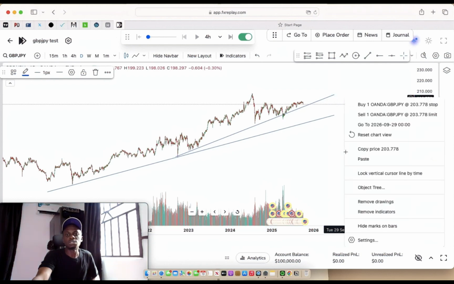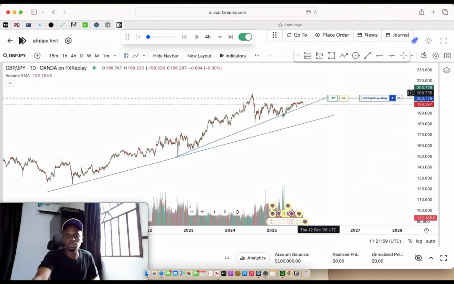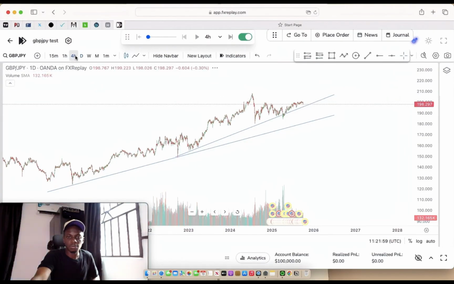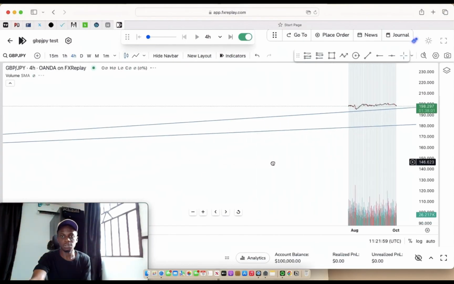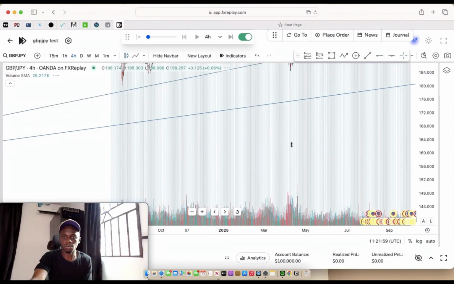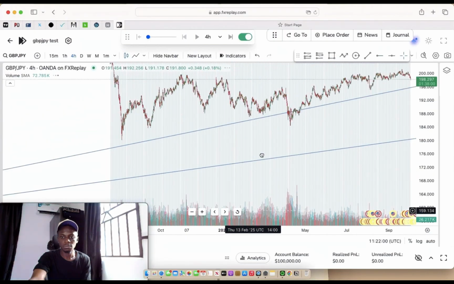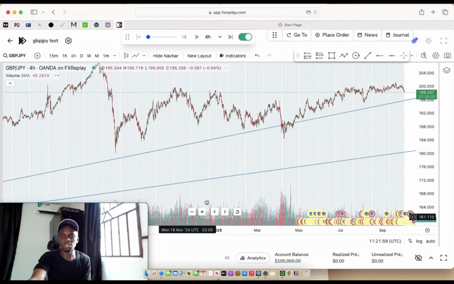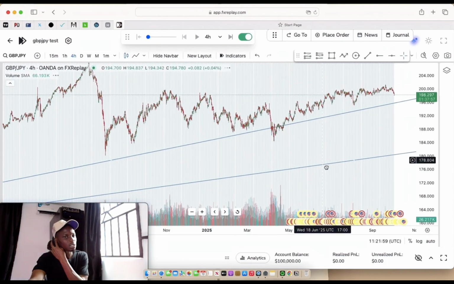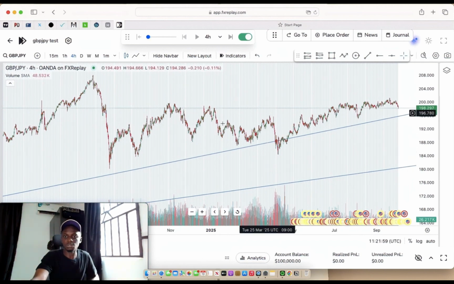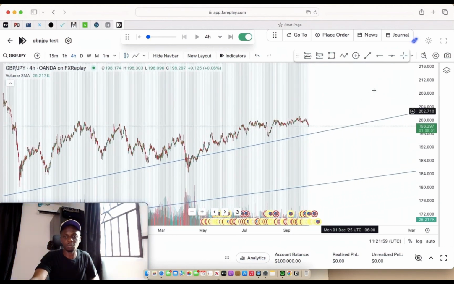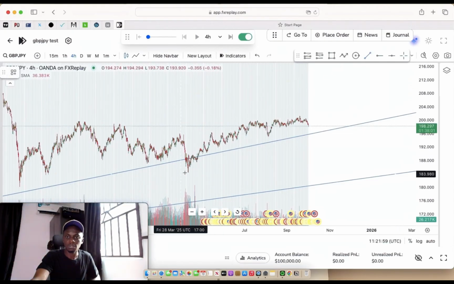1, 2, 3 touch points. See, this is where we are. Down to the 4 hourly. What I'm looking for here is simple. Also understand trend. So what's happening here? This is the last high we created here, and we see a series of higher highs and lows. The price action is a little bit choppy, but yeah, it's not too even.